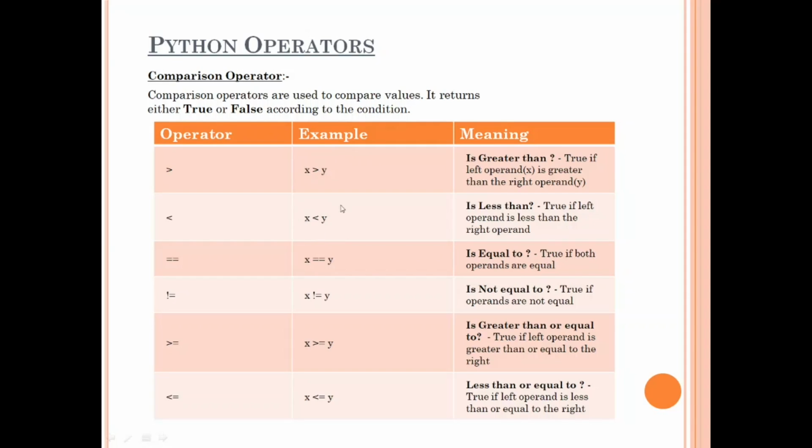Here this operator will return true if x is less than y. This operator will return true if x is equal to y. It will return true when x is not equal to y. It will return true when x is either greater than or equal to y, and this will return true when x is either less than or equal to y. So let's flip to Jupyter Notebook and see the examples of all these operators.